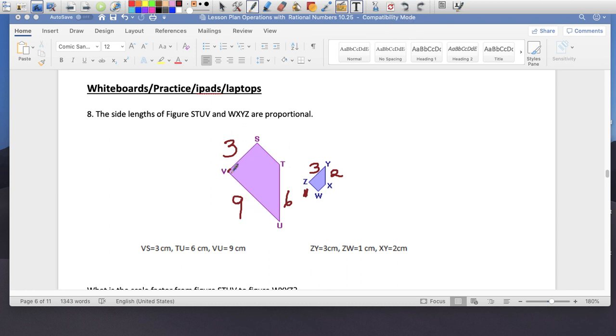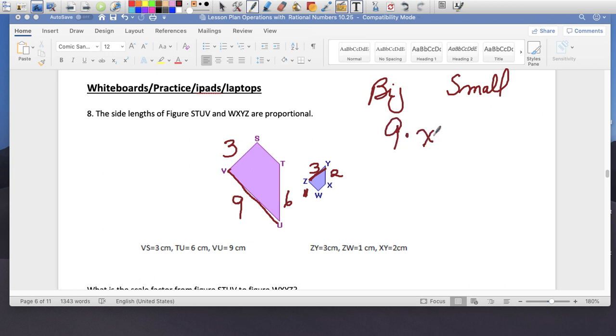So if I want to find the scale factor, we're going to go from big to small. We're going to go from STU, from the big picture to the small picture. It was a reduction. So right away, I know my number is going to be less than 1. So let's pick VU corresponds to ZY, right? Because this is a large side, and that's the large side, the base of the trapezoid. So the big was 9, and times a mystery number became that 3. So what was the scale factor? Divide by 9, divide by 9, and x equals 1/3. So the scale factor was that every side on the large trapezoid was multiplied by 1/3 to get its corresponding values. Okay.